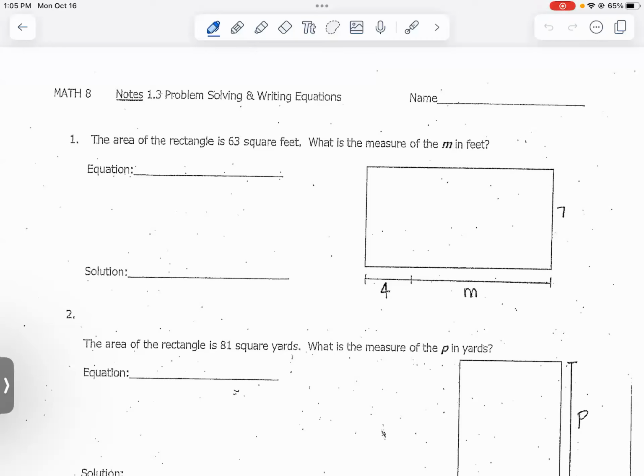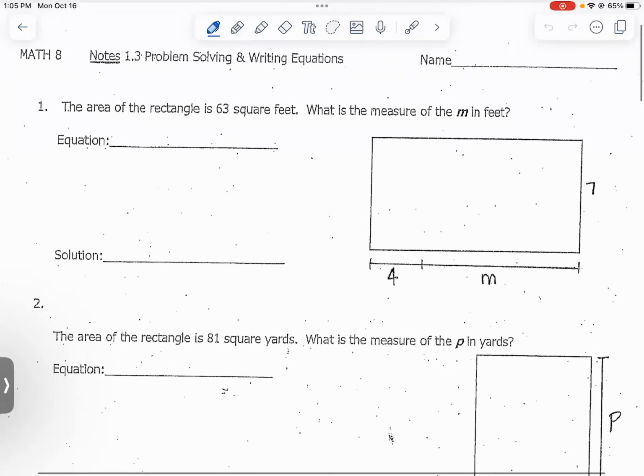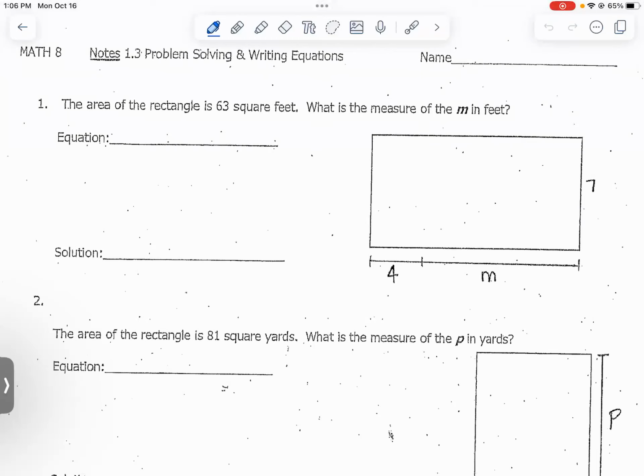I want you to look at number 1 on this page. The area of a rectangle is 63 square feet. Could you please circle area and 63? The area of this rectangle is 63 square feet.